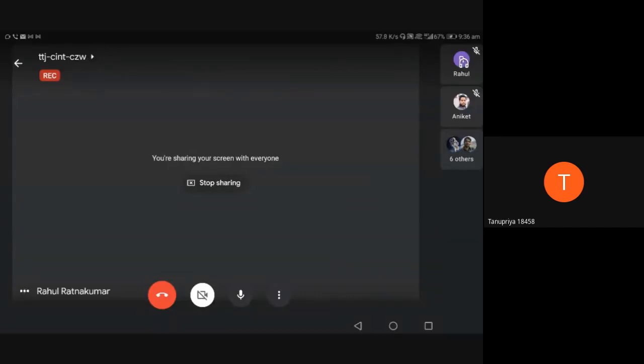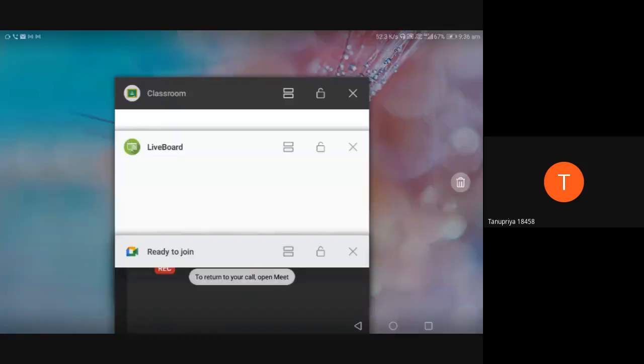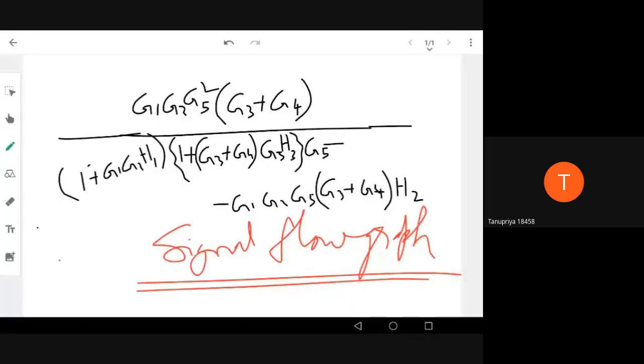We are discussing the block diagram reduction. One of the problems of block diagram reduction is that, first of all, it is a bit complicated. It needs multiple steps. Let me share. Okay, it needs multiple steps.